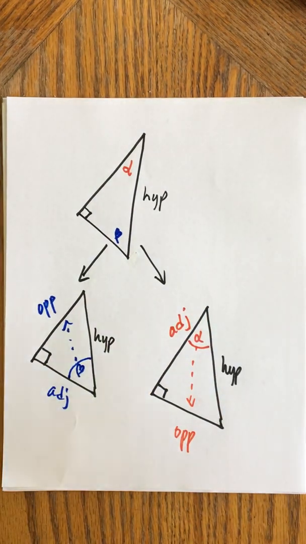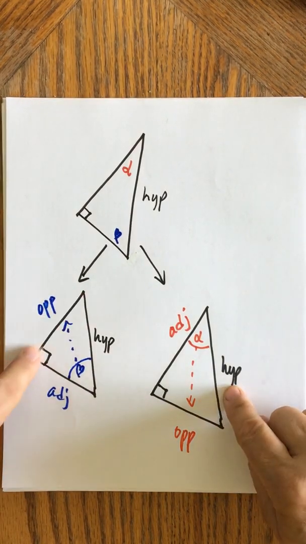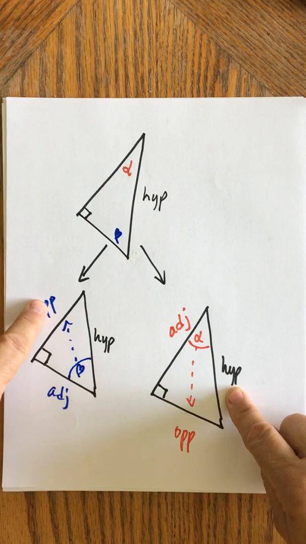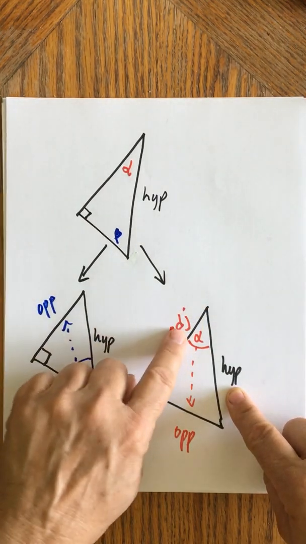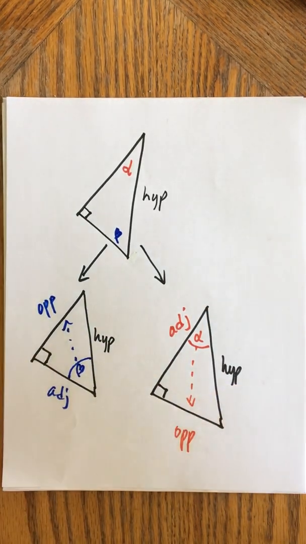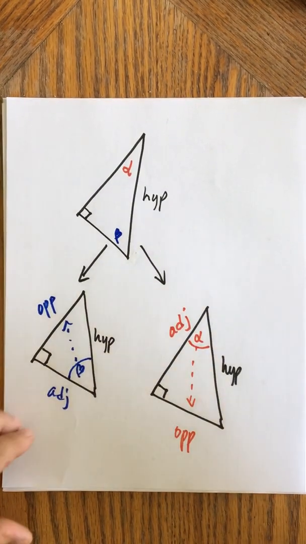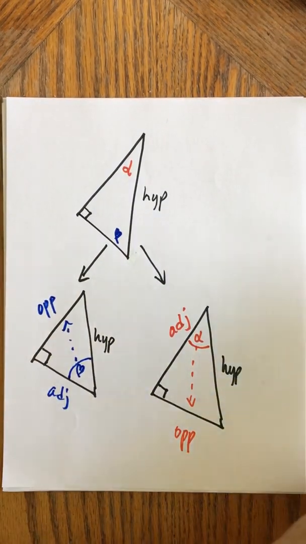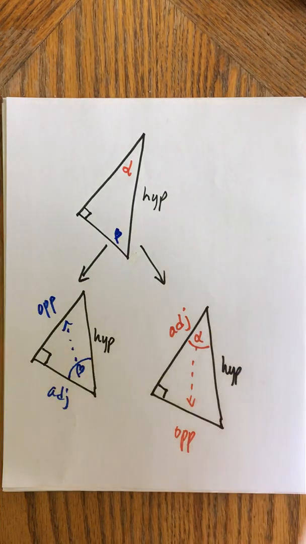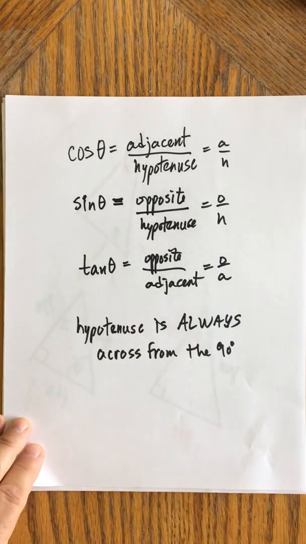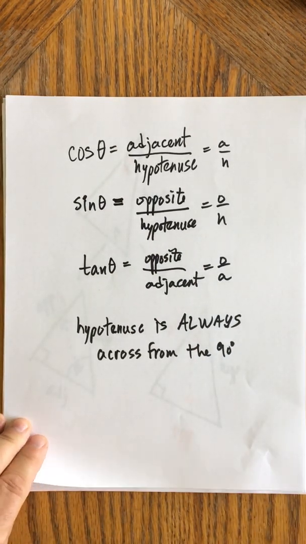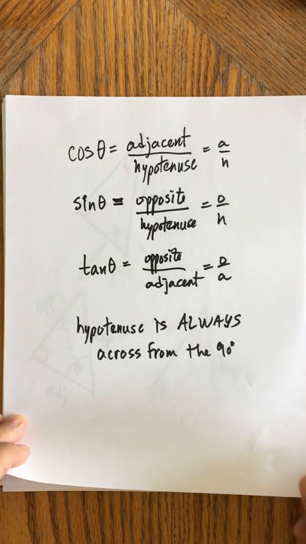Okay, so notice that it seems to flip. This side here is the opposite relative to beta, but it's the adjacent relative to alpha. And that's because it's relative. These definitions that you see here are relative to the angle that you're working with. So you just have to be careful about that and keep that in mind.